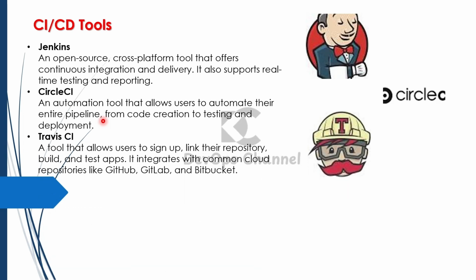The next one we have is Travis CI. So basically a tool that allows users to sign up, link their repository, and build and test apps. Okay, it integrates with common cloud repositories like GitHub, GitLab and Bitbucket. Okay, now Jenkins also provides integration with SCM like GitHub.